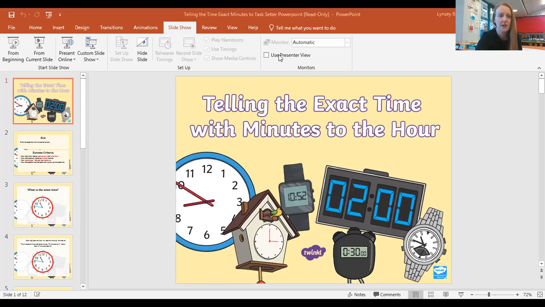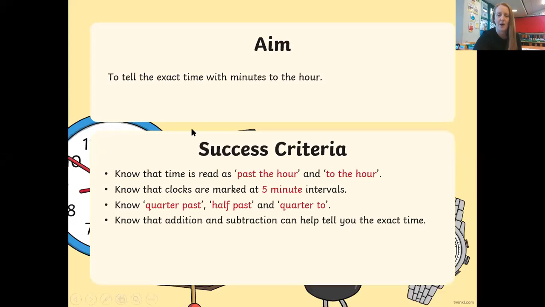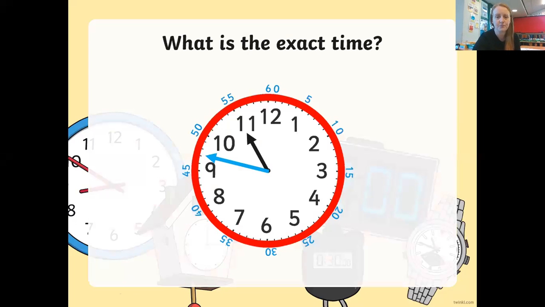Okay, so we just start the PowerPoint. Our aim, our WALT, is to tell the exact time with minutes to the hour. By the end of this lesson, we will know what time is read as past the hour and to the hour. Know that clocks are marked at 5-minute intervals, which is what you've been doing. Know quarter past, half past, and quarter to, which I think you are quite familiar with now. And know that addition and subtraction can help you tell the exact time, which we did a little bit of in yesterday's lesson. So what is the exact time?